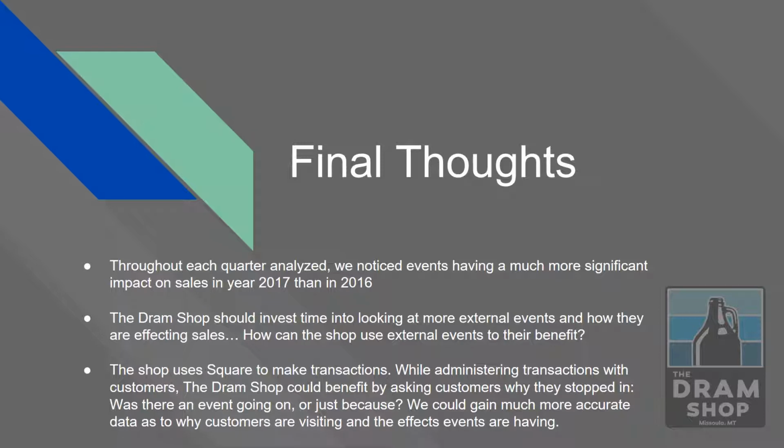And this kind of ties into our last suggestion. The Dram Shop uses the Square system for their point of sale, and we thought that something that could be useful was maybe administering a small, one-question survey when they check out, simply asking what brought them into the store. And obviously during these events you would have an option that says, I came in for the Big Sky Film Festival, or I came in because I was here for grad weekend or homecoming weekend.